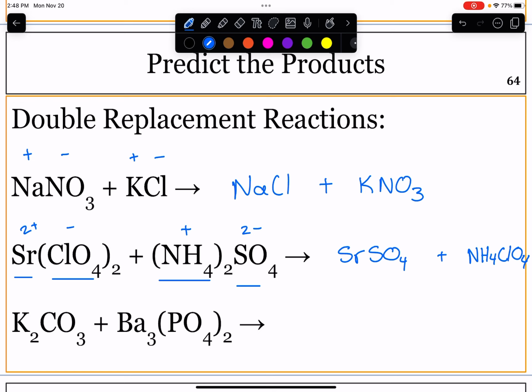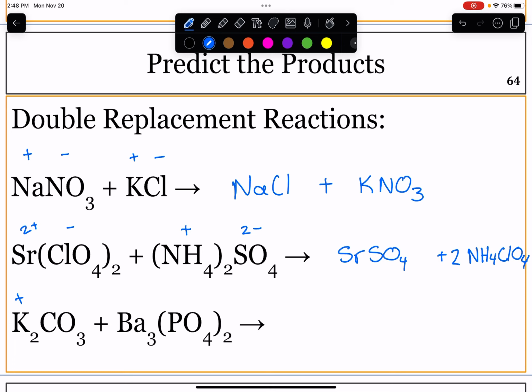Now, all of the subscripts in our products here are correct because everything is neutral. Now we're going to balance it. We have 2 perchlorates and 2 ammoniums on the left-hand side. So if we put a coefficient 2 on the right-hand side, now we have 2 ammoniums and 2 perchlorates on both sides. We still always just had 1 strontium on each side and 1 sulfate on each side. So this second reaction is also now balanced.